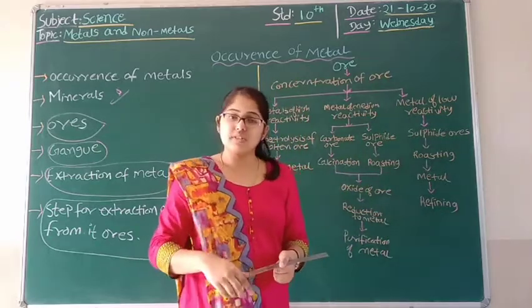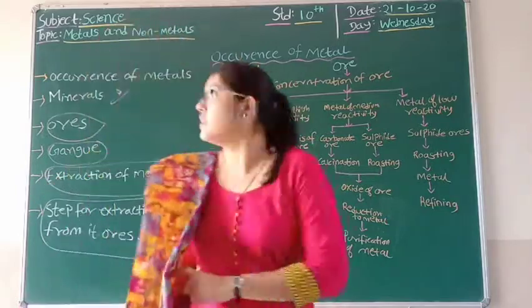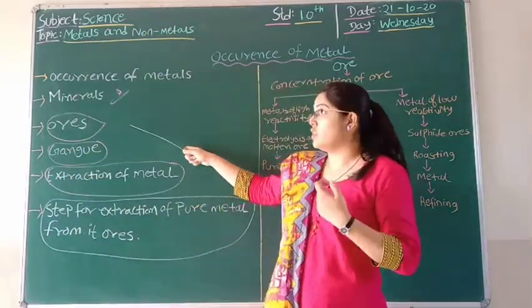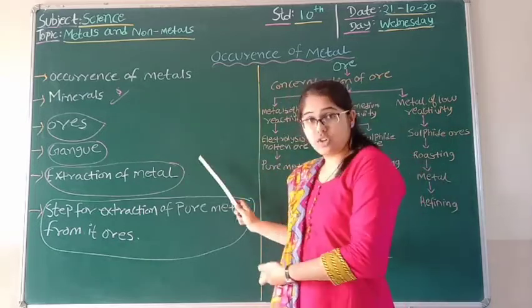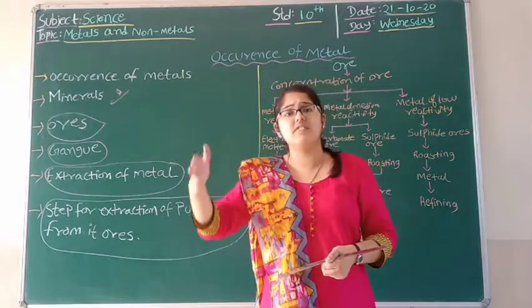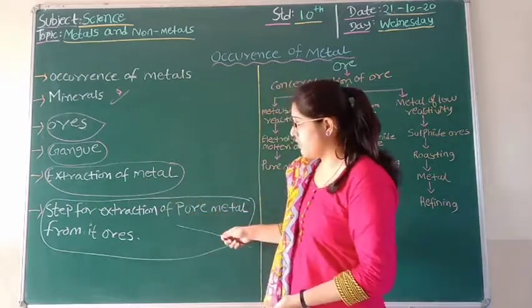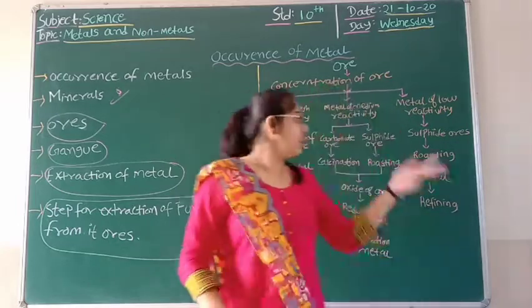So students, in this video, till now, we have seen occurrence of metals, minerals, what are ores, what is gangue, and we have seen extraction of metal, in which we saw the reactivity series of metals which are low, high and moderate, and then the very last thing, we have seen the steps for the extraction of pure metal from the ores.